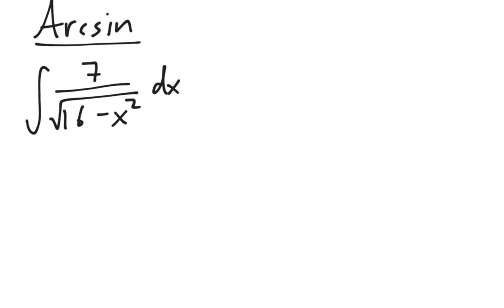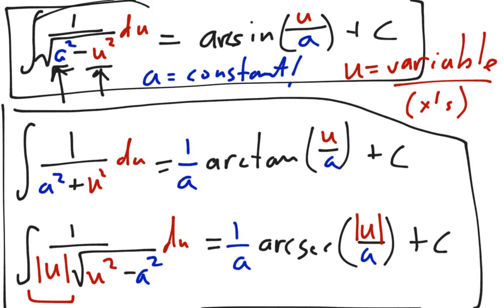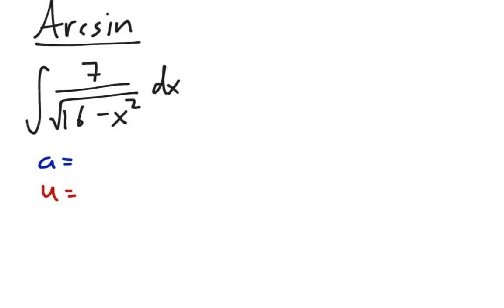So it's not going to be arcsecant, it's going to be arcsine. The two things we need to figure out are the a value, and what u is. So if you remember, of course you remember, it's right here. Here's the arcsine formula. A squared is going to be that first constant term. So a squared is 16, so that means that a is 4.